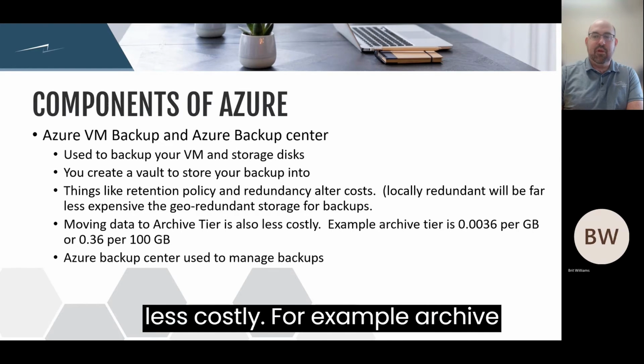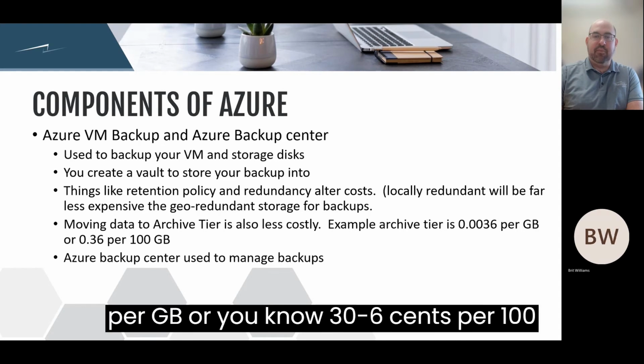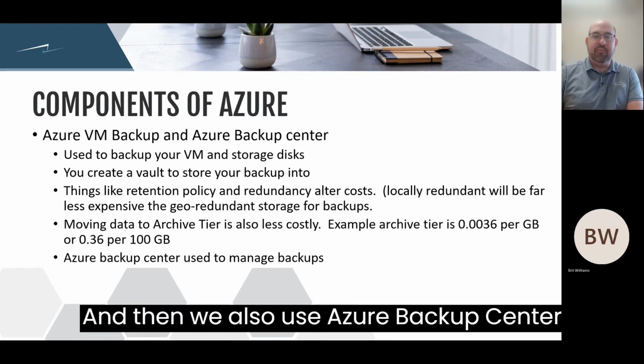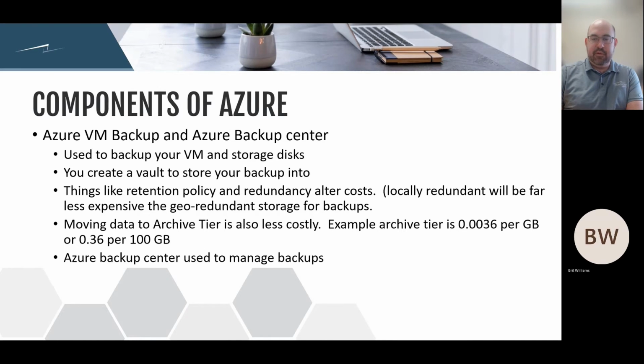For example, archive tier is 0.0036 of a cent per gigabyte, or 36 cents per 100 gigabytes. And then we also use Azure Backup Center to manage our backup processes.